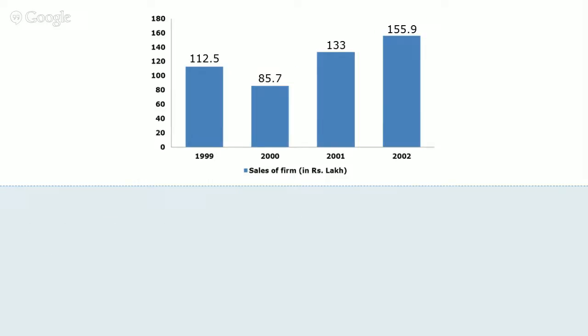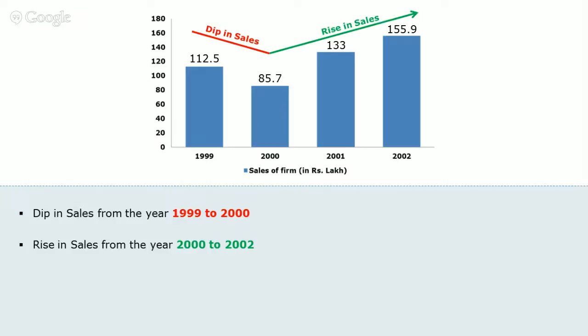The next set of information which we can conclude through this bar graph is the pattern of the sales. We can see that there was a dip in sales from the year 1999 to 2000. So sales dipped from 112.5 lakh rupees to 85.7 lakh rupees. And then from the year 2000 to 2002, we see an ongoing increase in sales. So sales rose from 85.7 lakh to 133 lakh and then ultimately to 155.9 lakh rupees.